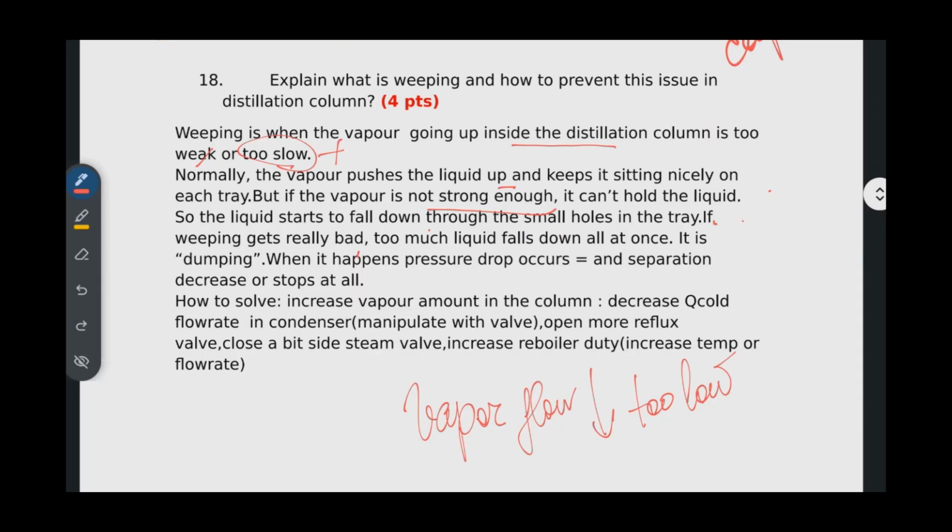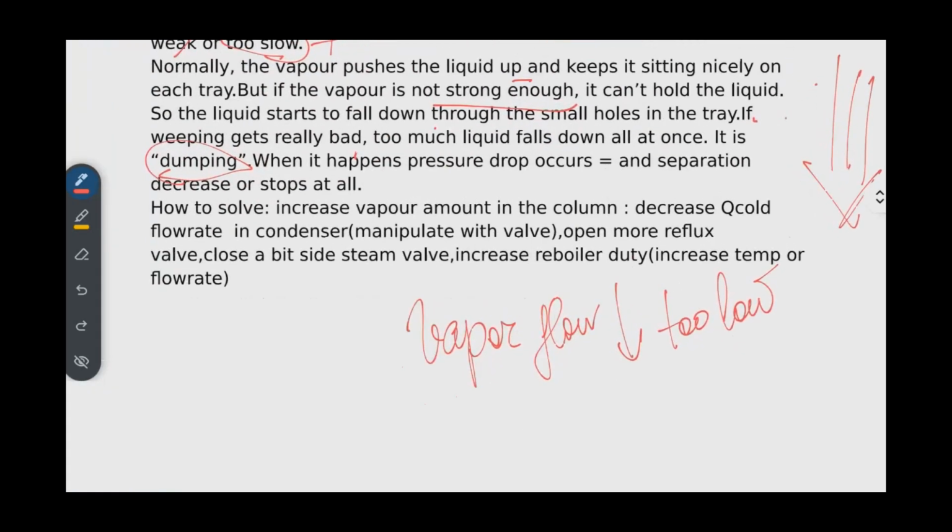Just imagine that all your liquid will go down like this from each tray. It means that it is dumping. Yes, I agree. When it happens, pressure drop occurs and separation decreases or stops altogether.